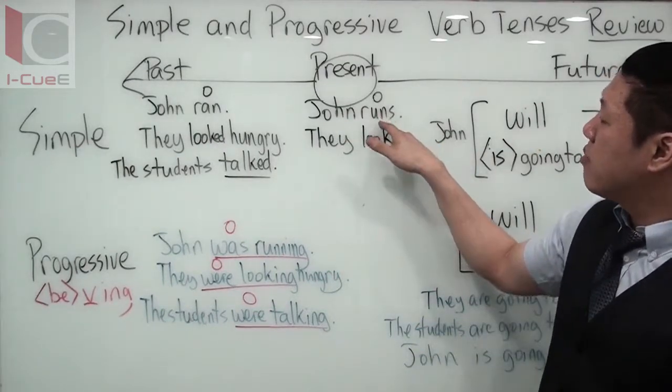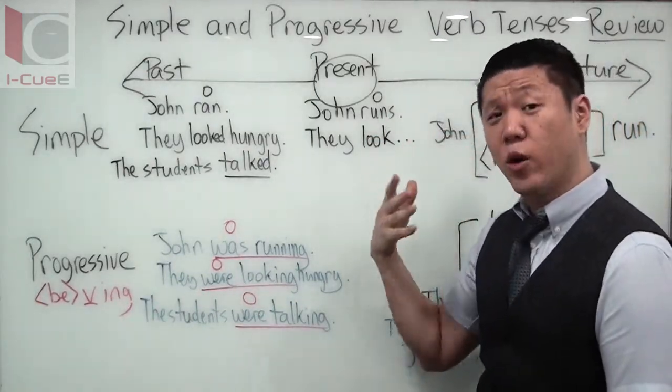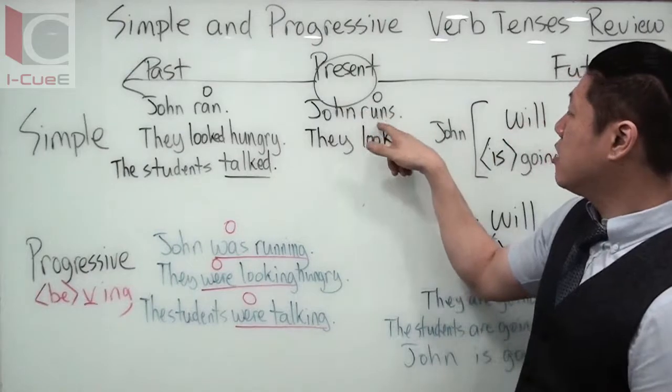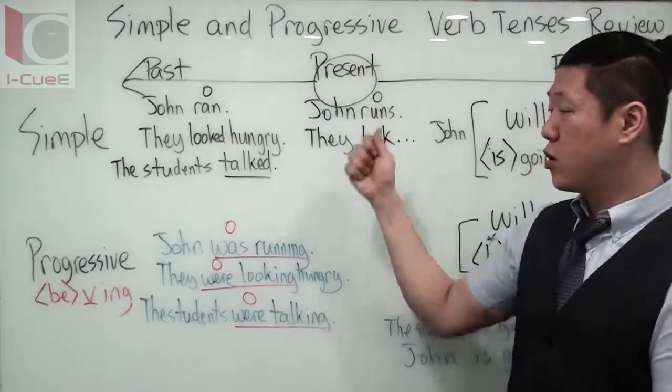A singular verb, some people get confused. They think a singular verb should just have no S, but no. The singular verb has an S at the end. So John runs is correct.